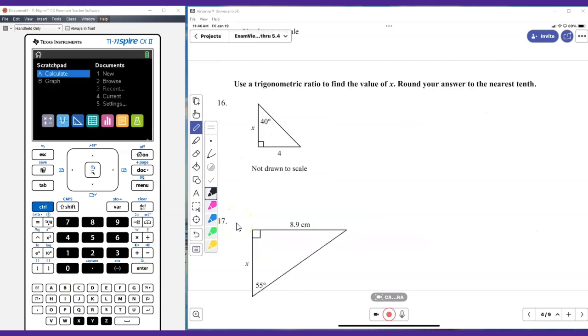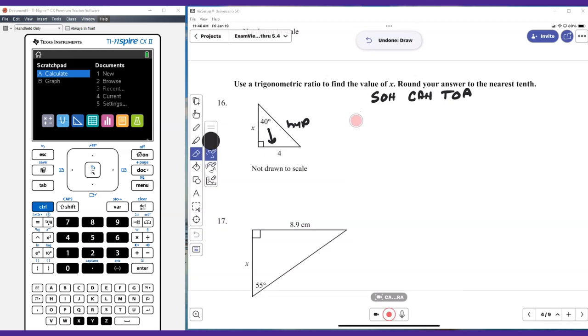Use a trig ratio to find x. Okay, so you have sine, opposite over hypotenuse. You have cosine, which is adjacent over hypotenuse. And then you have tangent, which is opposite over adjacent. Sine is opposite over hypotenuse, that's not going to work. Cosine either, because it's adjacent over hypotenuse. That's not going to work, so it has to be tangent.